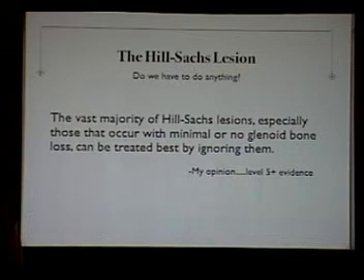I would suggest, and this is just my opinion, so if you're ranking the levels of evidence, this would be level 5 or 6 or 7. But I would suggest that the vast majority of Hill-Sachs lesions, especially those that occur with minimal or no bone loss, can best be treated by ignoring them. Do not do anything. It's not helpful to do a remplissage. It's not helpful to do anything. You can look at it and then move on and fix the Bankart because they don't affect the clinical outcome.